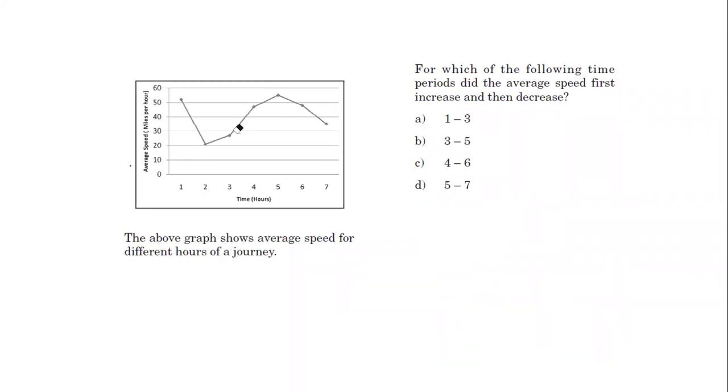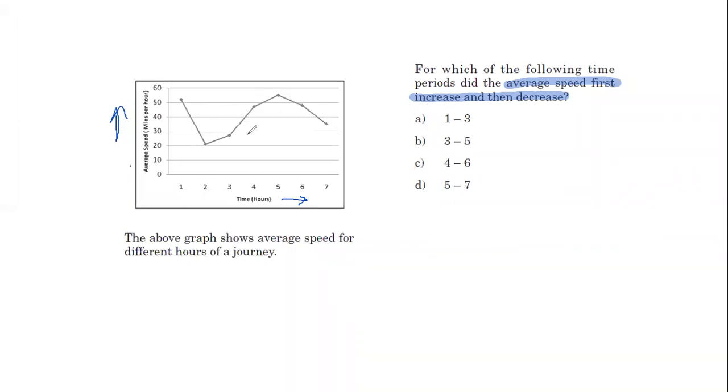The above graph shows the average speed for different hours of journey. So x-axis represents time here, y-axis represents average speed. I have the line graph. I have to just take the right information from the graph and answer the question. For which of the following time periods did the average speed first increase, then decrease?